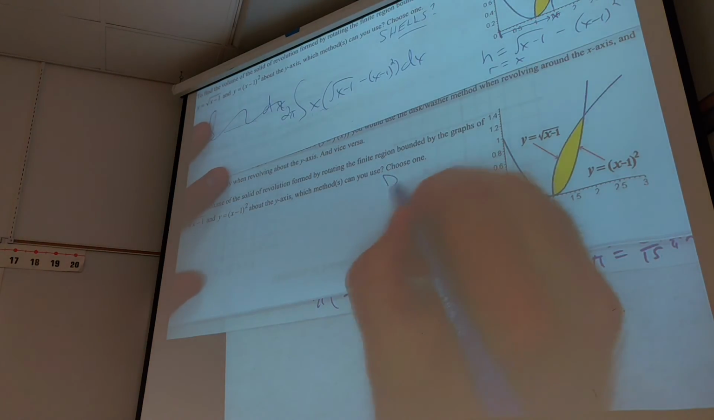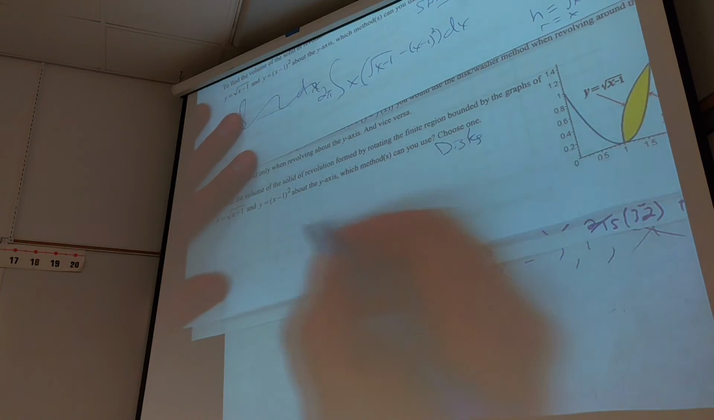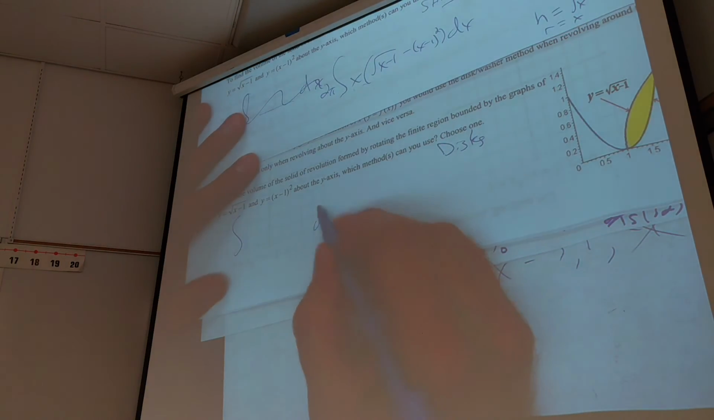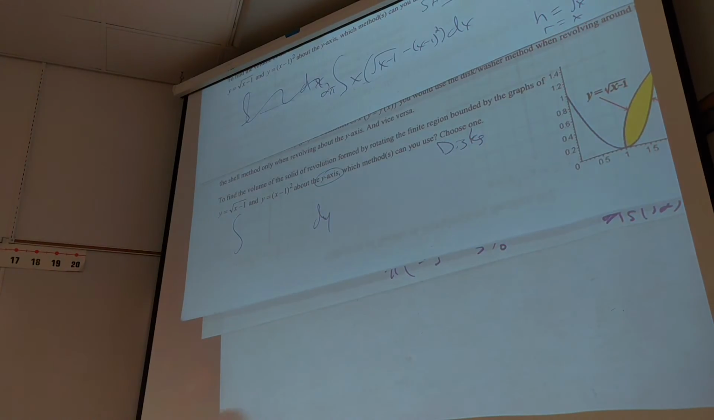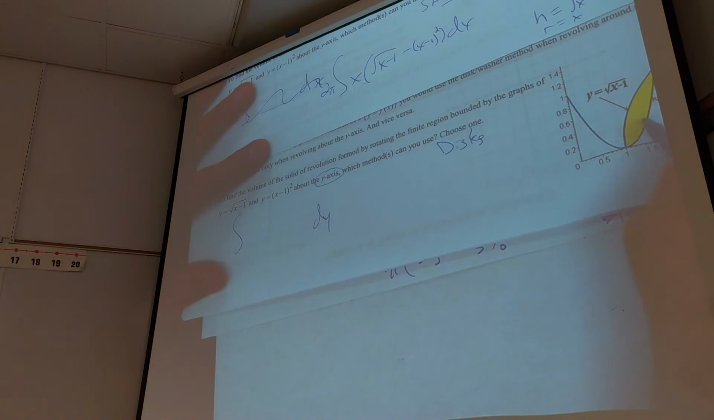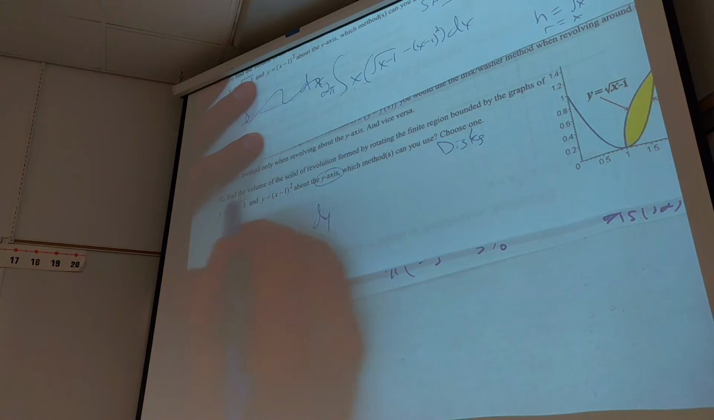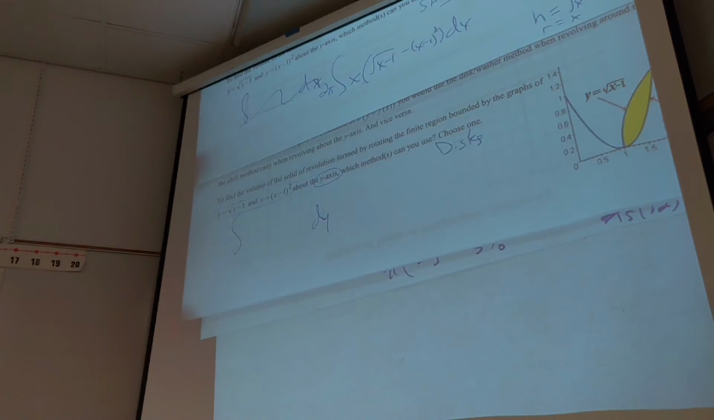Who tried discs? What do we got going on here? Discs would want to be integral dy, because they agree with the rotation axis, right? That's the idea with discs. So I need to identify the radii, but I also need everything to be in terms of y. Well, that's the sucky part about this method, right?